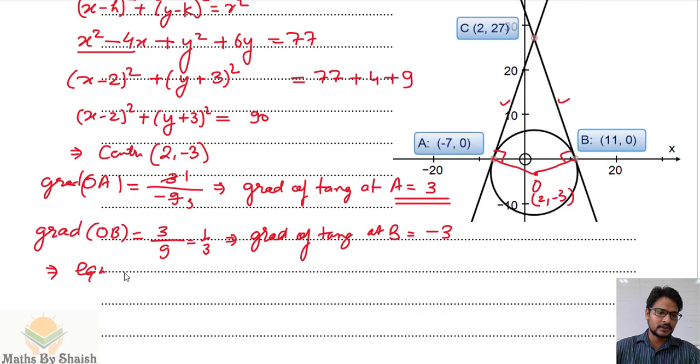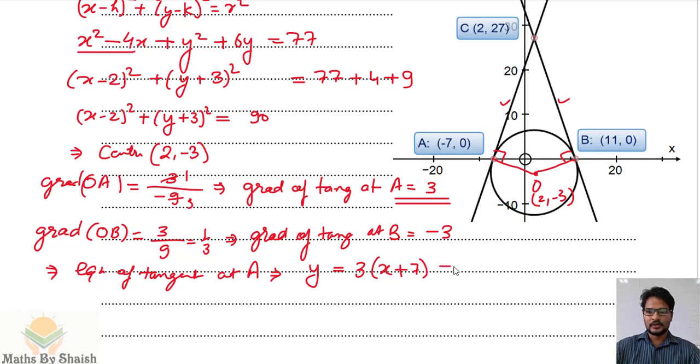So the equation of the tangent at A is going to be y minus y1 equals m times x minus x1. Here y minus y1, that is 0, so it is only y equals m times, that is 3, and x minus x1, so x minus minus 7 becomes x plus 7. It means it becomes y equals 3x plus 21. That's the equation of the tangent at A.